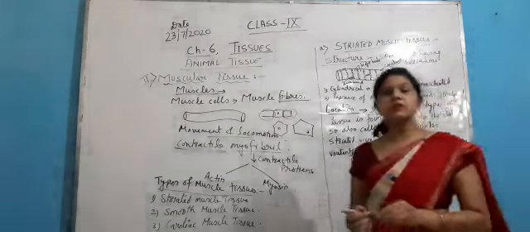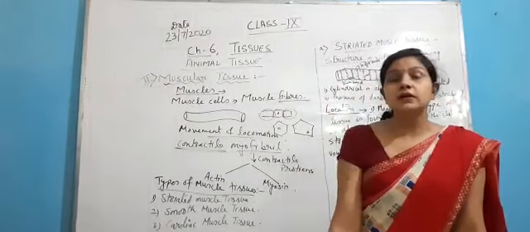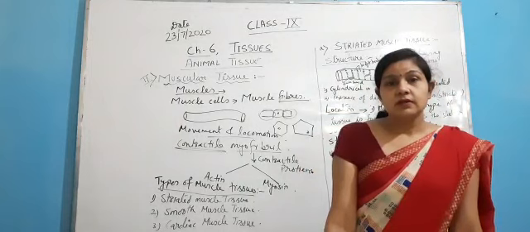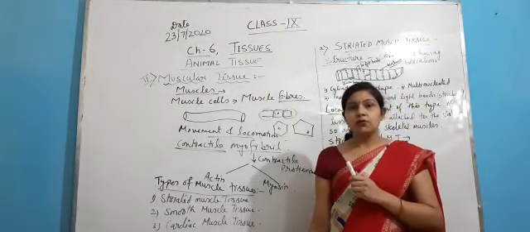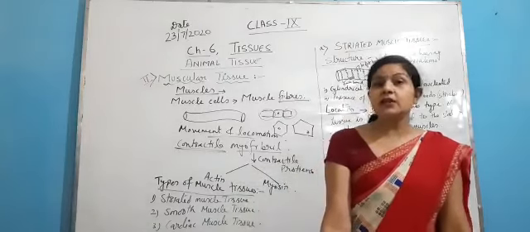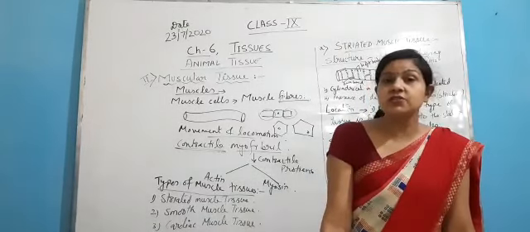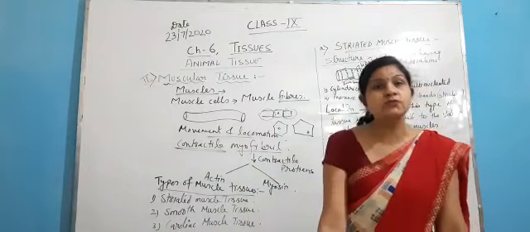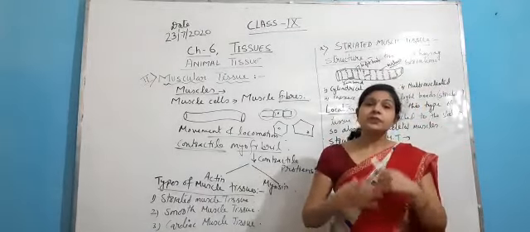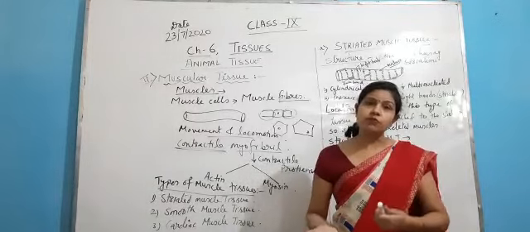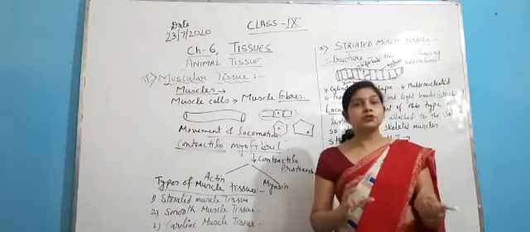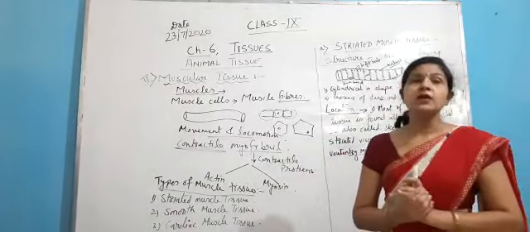Voluntary muscles. The word voluntary comes from the word volunteer, which means doing anything by our conscious will. So striated muscle tissue or striated muscle fibers are also called voluntary muscles because they work by our conscious will. When we want them to move, they move. When we want them to stop, they stop. So they are also called voluntary muscles.